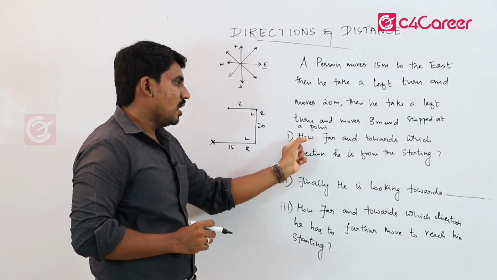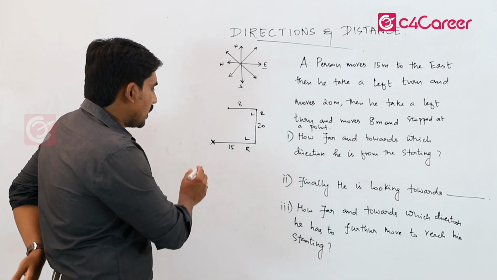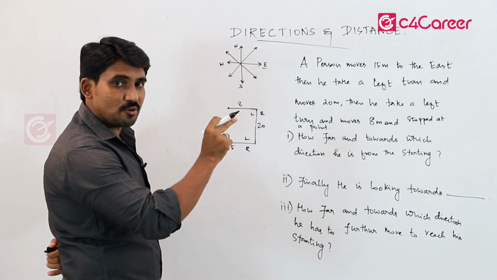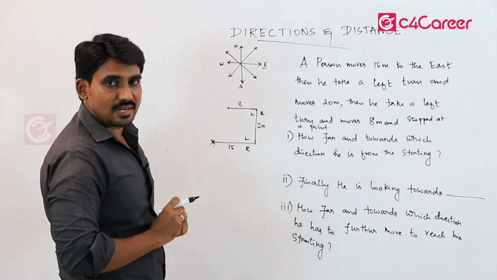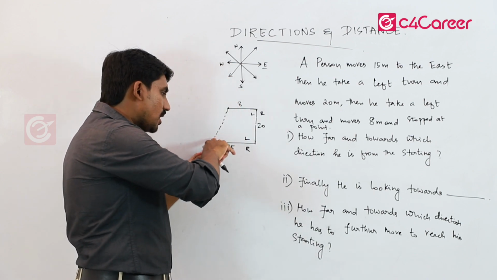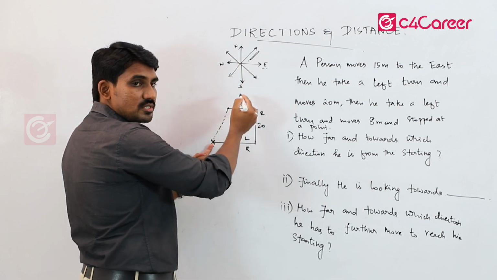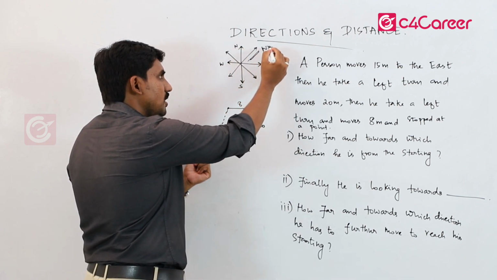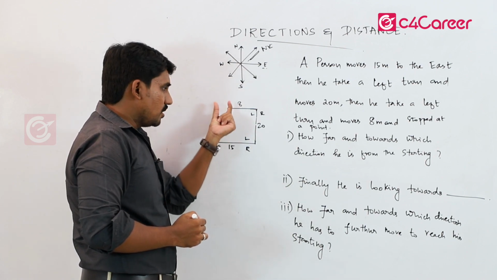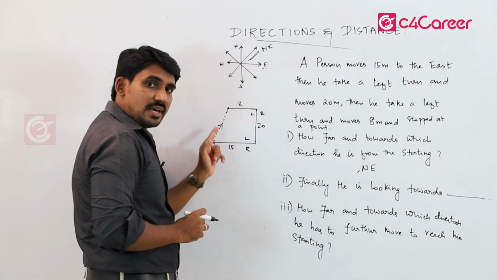Now, we have to find out how far and towards which direction he is from the starting point. Starting point is this. Clear? And ending point is this. And what is the question? How far we have to find out, and towards which direction also we have to find out. Now from this starting point, simply we can say he is towards which direction? Towards this direction, which is in between north and east. This is what? Northeast. Therefore the person from the starting is towards northeast. Find the direction first.